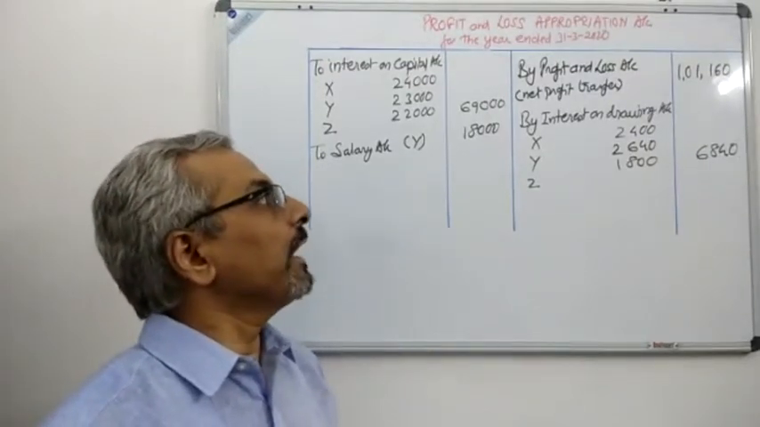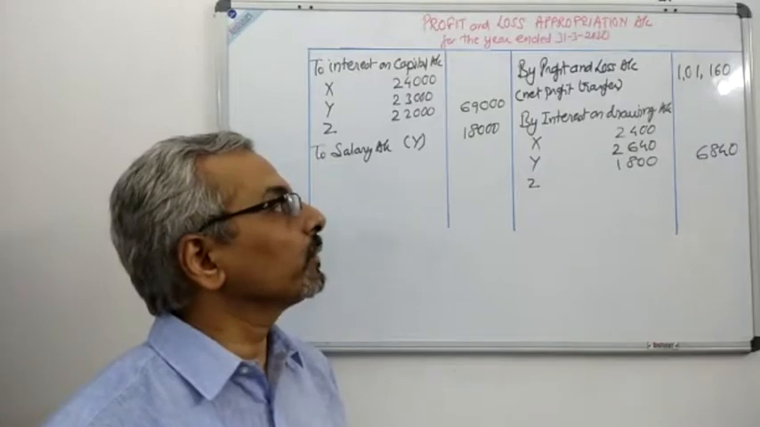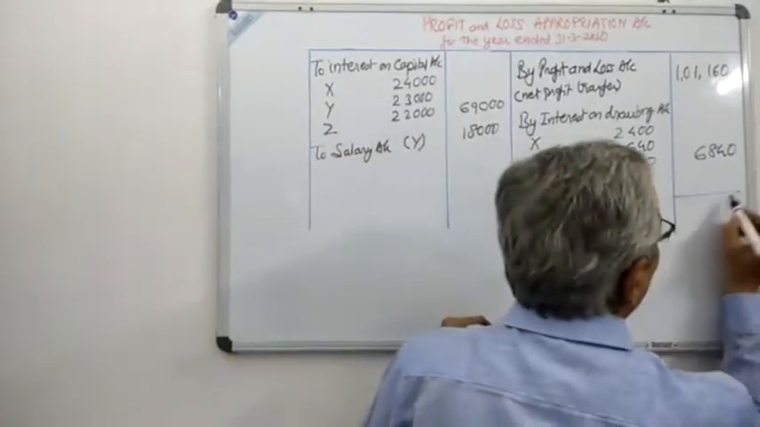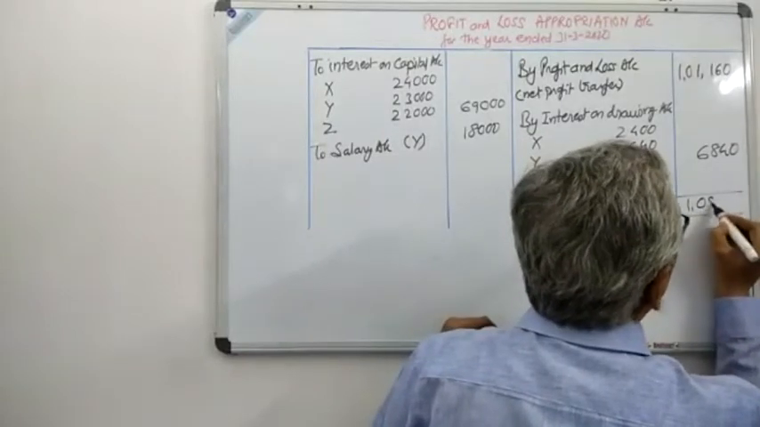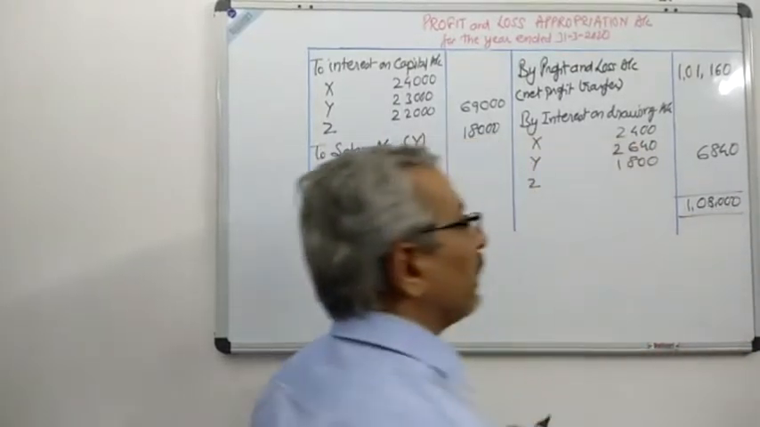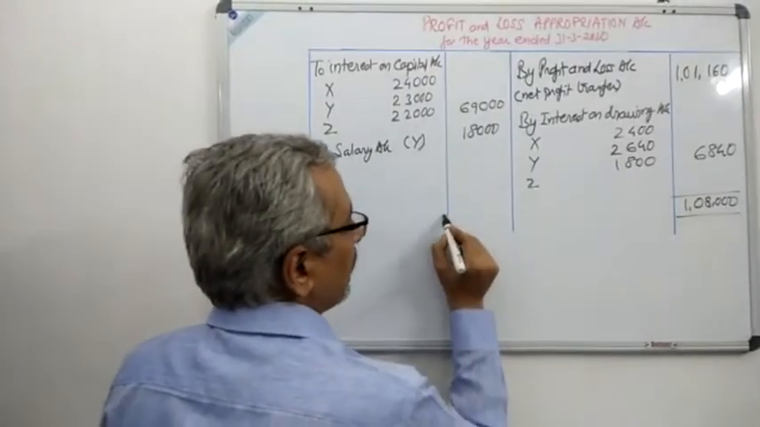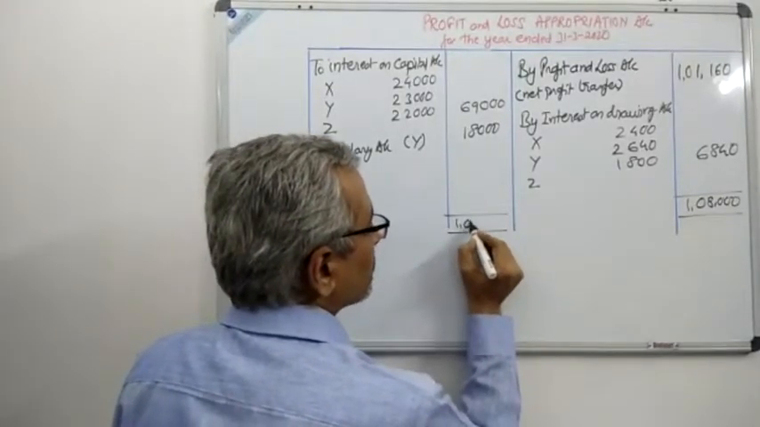Now if we add the credit side, 1,01,160 plus 6,840, we end up getting a figure of 1,08,000. That is the total. Repeat again, 1,08,000. That is the total of the credit side. So that will be the total of the debit side as well.